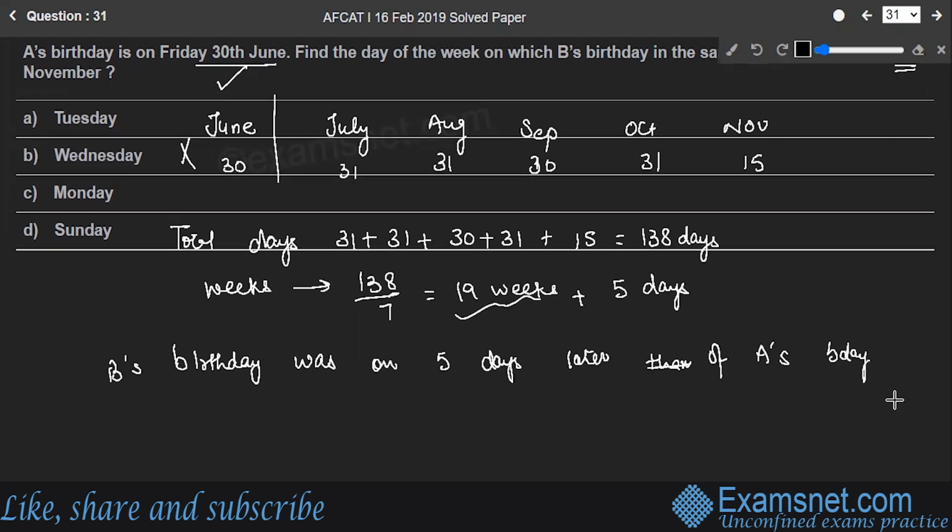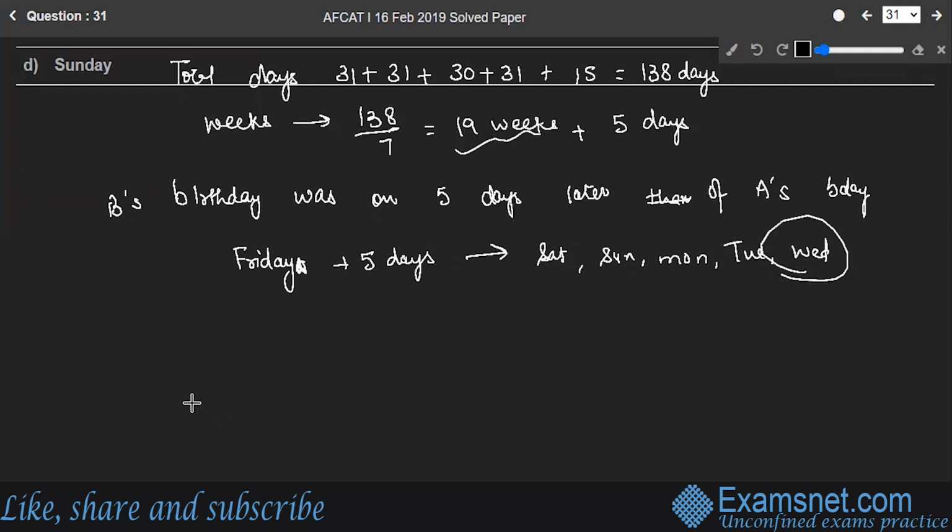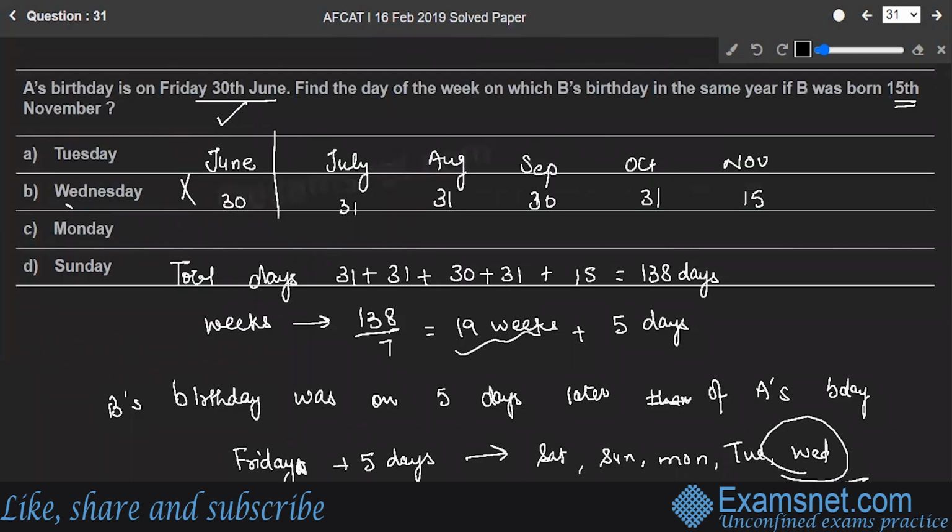So 5 days later than Friday. See, you have Friday over here. 5 days later. This is Saturday, Sunday, Monday, Tuesday, and Wednesday. So this is the day of 15th November. 15th November falls on Wednesday. So option B is the correct answer for the question. Hope you are clear with this.